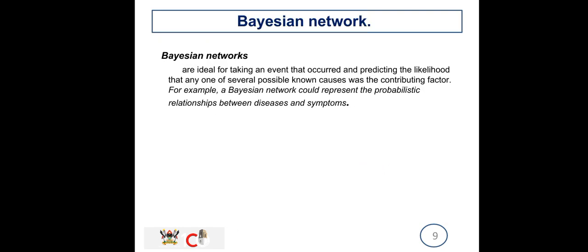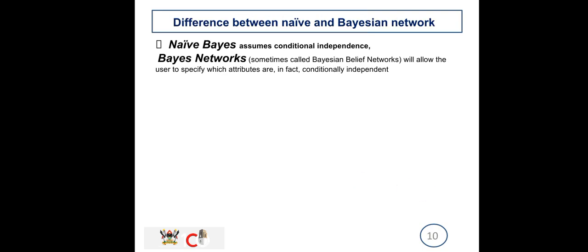So what is a Bayesian network? These are just ideas for taking an event that occurred and predicting the likelihood that one of several possible known causes was the contributing factor. For example, a Bayesian network will represent the probabilistic relationship between diseases and symptoms. So I think that example can explain better.